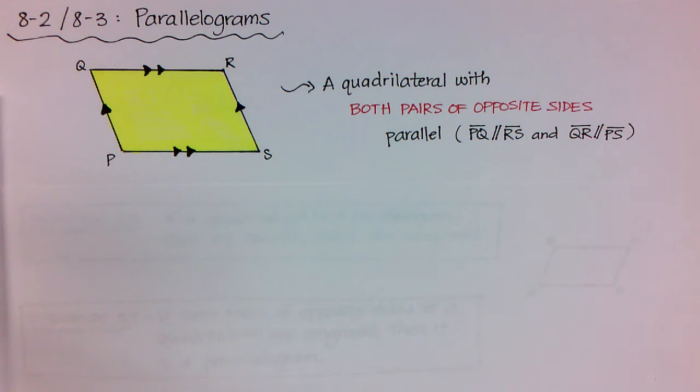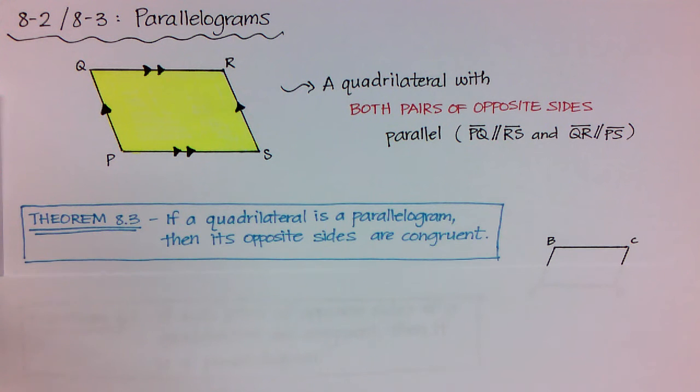So I have several theorems that we're combining from both of the lessons, 8-2 and 8-3, and you'll find that they're very similar to one another. So the first theorem that we're going to talk about is Theorem 8.3. And what it says is, if a quadrilateral is a parallelogram, then its opposite sides are congruent.